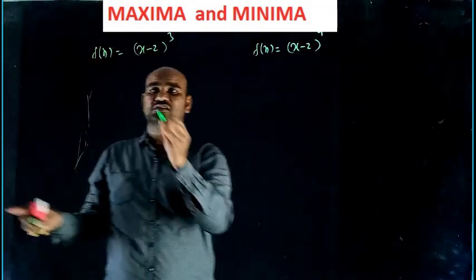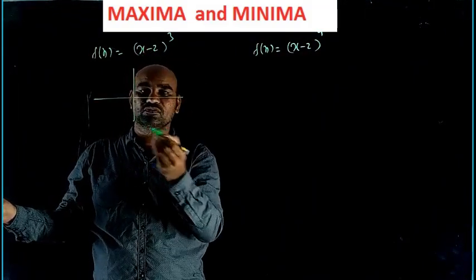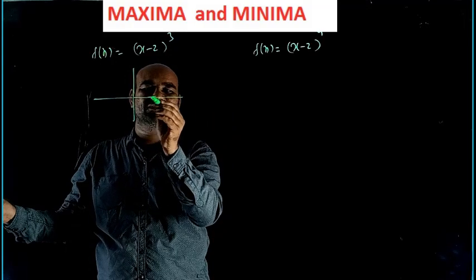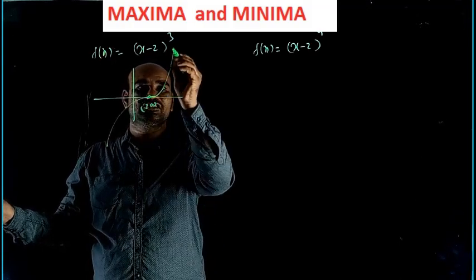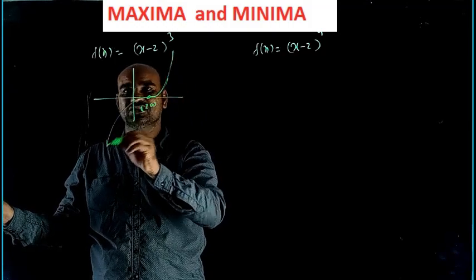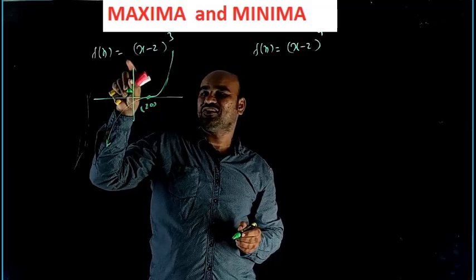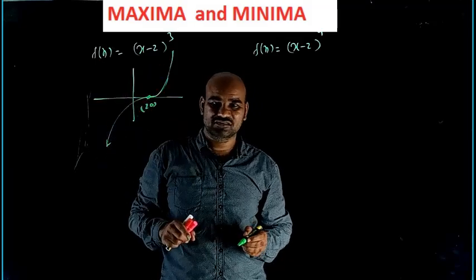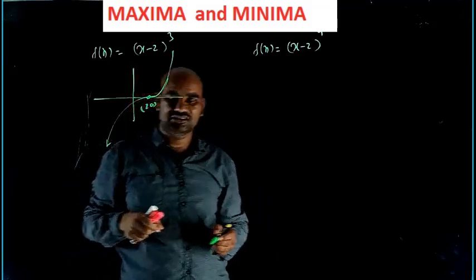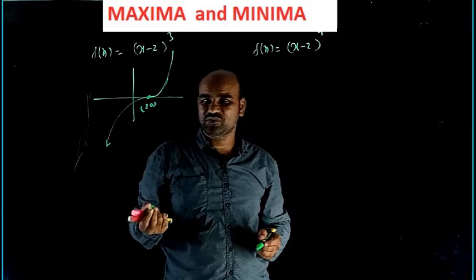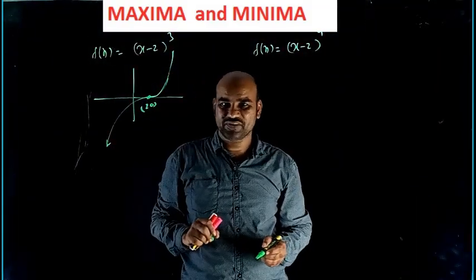So you know the graph of this function clearly: x cube translated. This is the graph of (x minus 2) whole cube. This graph shows that f of x is a strictly increasing function. There is no minimum point and maximum point. You can't find global maxima, global minima, local minima or local maxima, because it is a strictly increasing function.